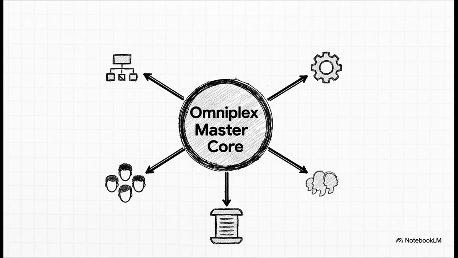At the very heart of all this is the Omniplex Master Core. This is the central hub, the command center. It runs all the operations, it holds the basic rules of the whole system, and this is the really cool part. It can host multiple, totally distinct AI identities or personas all within itself.